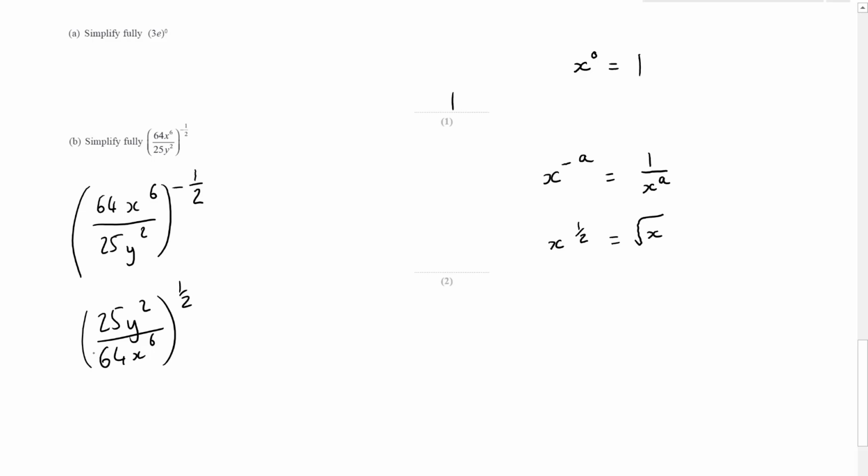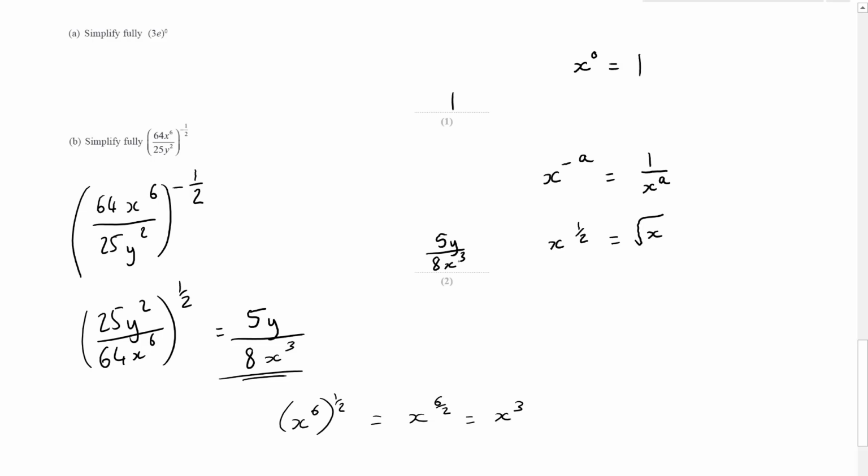Now, all to the power of a half means we're square rooting everything inside of here. If we were to square root 25, we get 5. The square root of y squared is y. The square root of 64 is 8. And x to the power of 6 square rooted is the same as saying x to the 6 all square rooted. That could become x to the 6 over 2, and that 6 over 2 can just simplify to x cubed. So this is our simplified formula. We can't simplify it any further than this. And so this is what we want to write on the answer line, that 5y over 8x cubed.